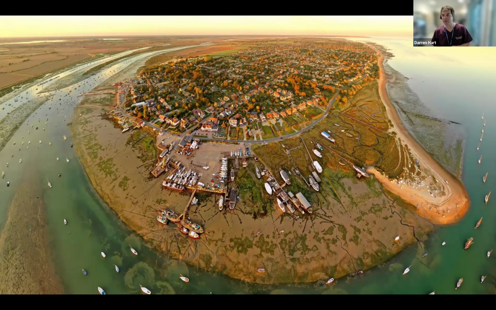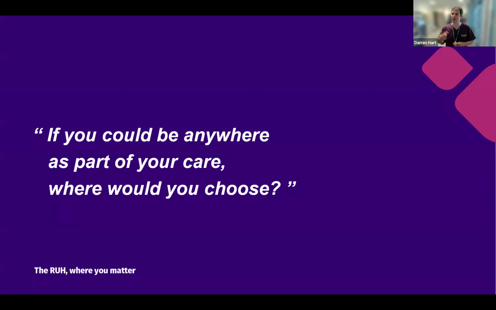So in the weeks that followed, I refined that idea a bit more, and it kept on really coming back to this question. So for each of you on the meeting, if you imagine, unfortunately, you are unwell, if you could be anywhere as part of your care, where would that be? If you picture that, you don't have to share where it is.